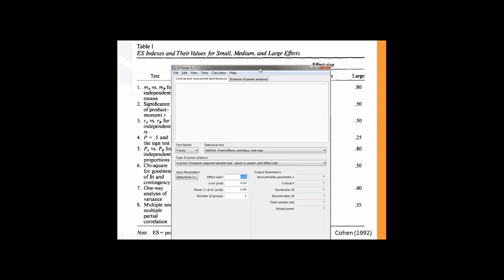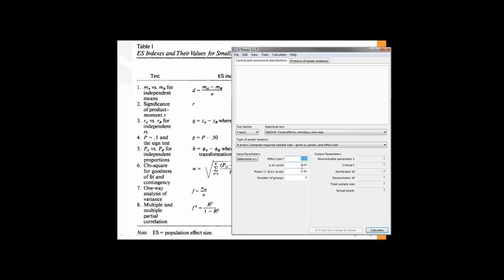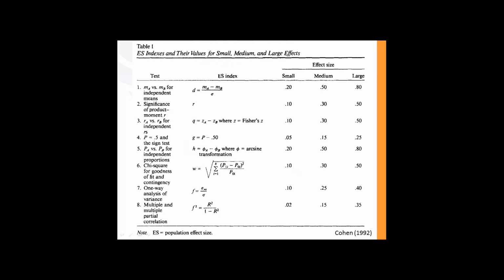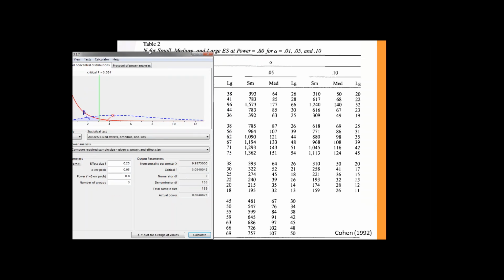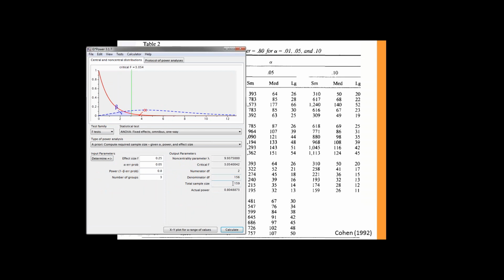So, okay, I'm going to plug that into GPower. I want my alpha at 0.05. I want my 1 minus beta, that's the power, at 0.8. And let's say I have 3 groups, right? So it tells me, let me just go back, it tells me, okay, you're going to need 159 participants.